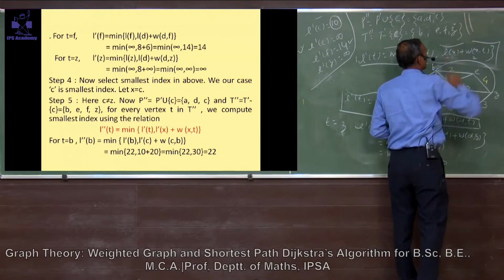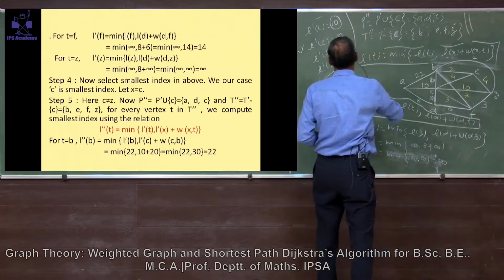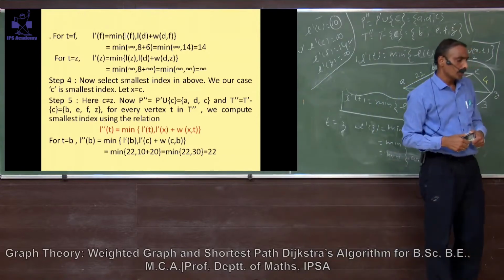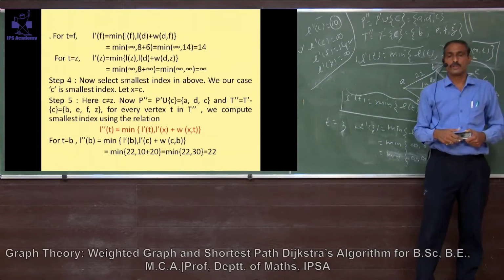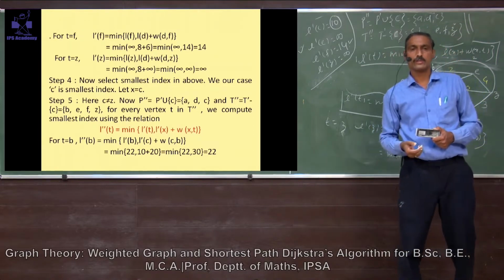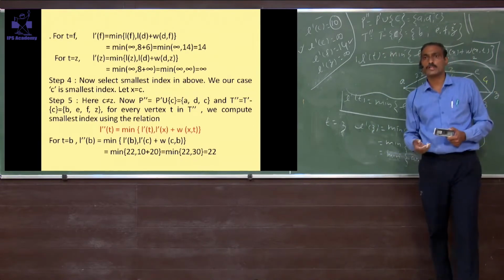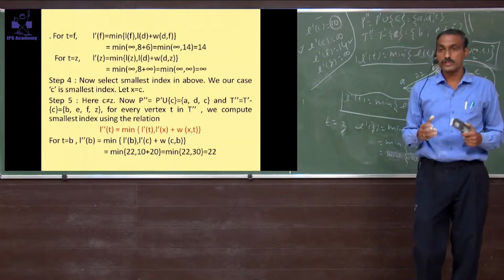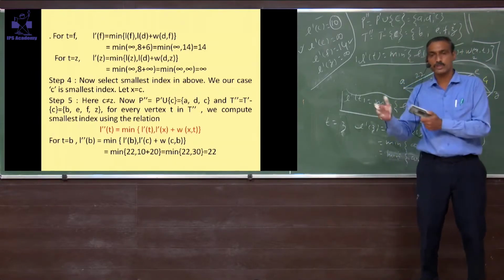Okay. So what is the smallest index? Now the smallest index is for C, so we take x equal to C here in the algorithm. Now select the smallest index in the above. In our case, C is the smallest index, so let x equal C. Now C is not equal to Z. C is not our final vertex, so we continue the algorithm here.